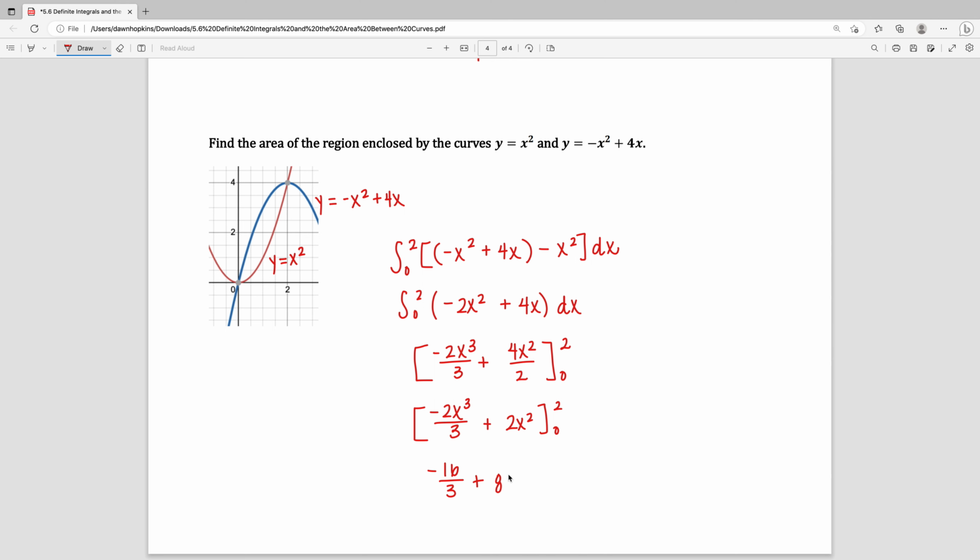Technically, I'd be taking this and then subtracting what I end up with when x is 0, but in this case, it's just going to zero out. So all I need to worry about is negative 16 thirds plus 8. Going to create a common denominator, so negative 16 thirds plus 24 thirds gives me a positive 8 thirds for the area. And that finishes up section 5.6.